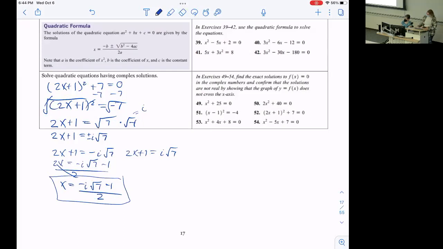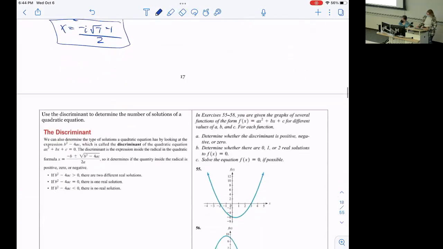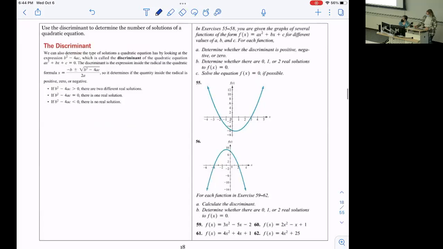All right, let's go ahead and take a look at the next page. When we're working with the quadratic formula, we see b squared minus 4ac, those terms under the square root sign. That's called the discriminant. We can use the discriminant to determine whether there are going to be two real solutions, one real solution, or no real solution.